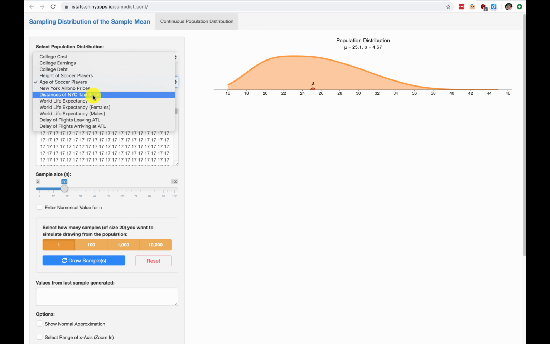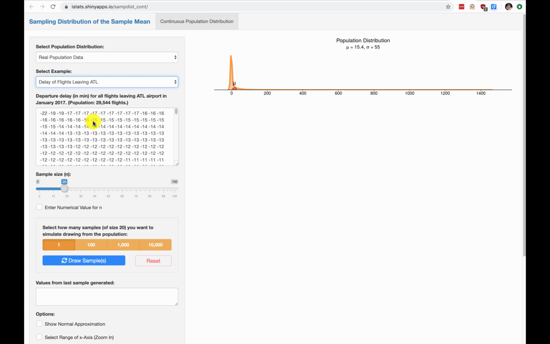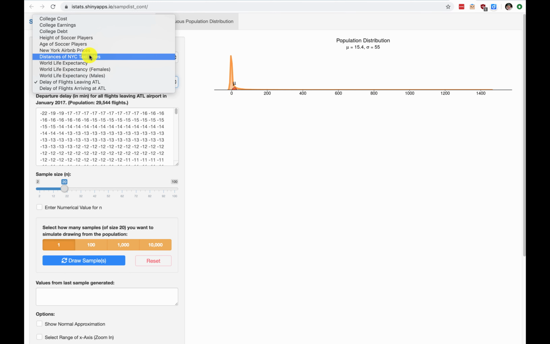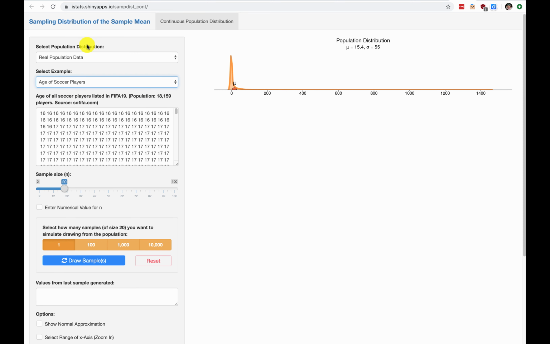It's one of the preloaded data sets, but you can also explore some other data sets: college costs, distance of NYC taxi rides, delay of flights leaving Atlanta, Georgia. Kind of curious about that one. Oh, very skewed. Okay, so back to age of soccer players.